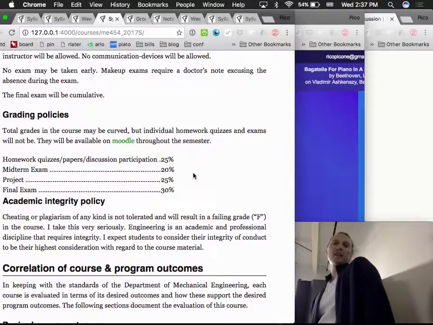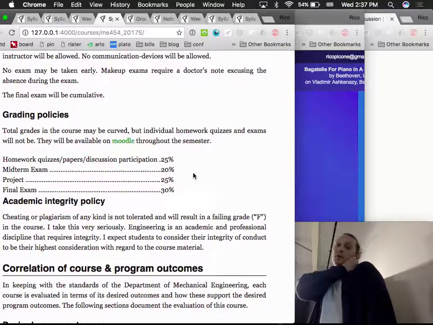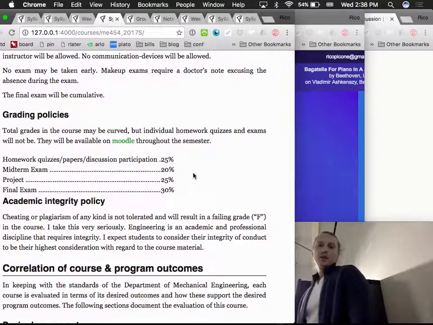Midterm exam is only going to be worth 20% of the grade. 25% of the grade is going to be the project. So it's pretty heavily weighted, the project, because there's going to be a lot of work involved with it. And we'll talk about what that work's going to look like soon. The final exam is 30% of the grade. Don't cheat.